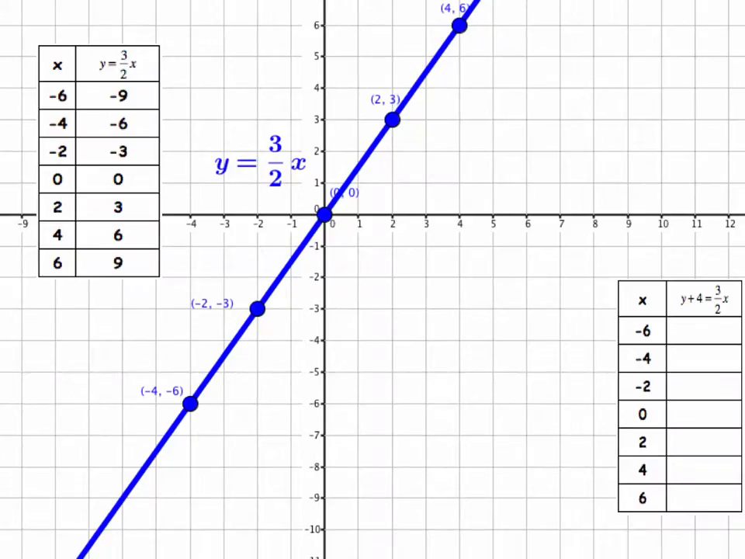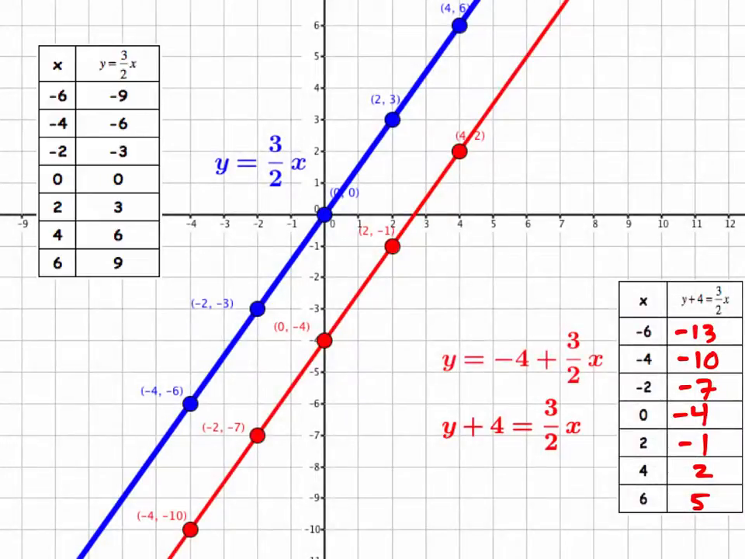All right, last example. Here we've got the graph of y equals 3/2 x. It's got a slope of 3/2. The y-intercept is right on the origin at 0, 0. But why don't you take a moment to pause the video and please graph the new equation, y plus 4 equals 3/2 x.